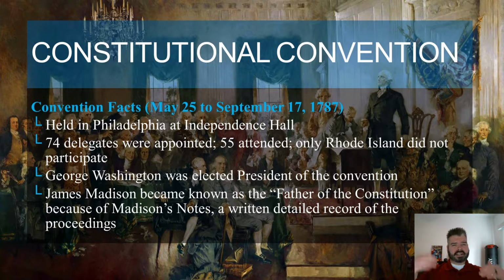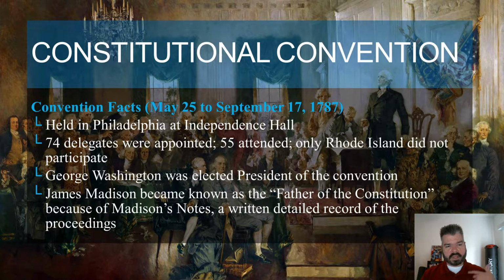So here we are, September 17th, 1787. We have the Constitutional Convention. It was held in Pennsylvania at Independence Hall. 74 delegates were appointed to attend, but only 55 attended. Only Rhode Island did not participate. So of the 13 states, Rhode Island just did not participate in this convention whatsoever. They had no representation at this convention.